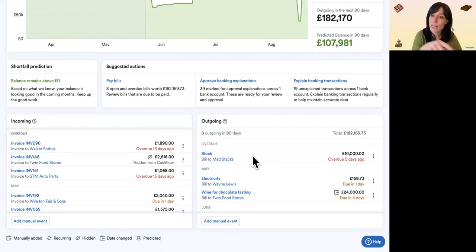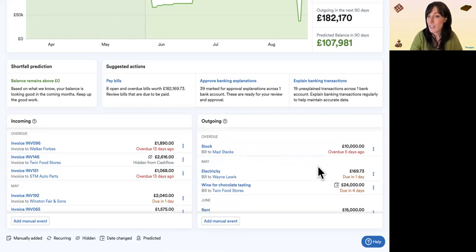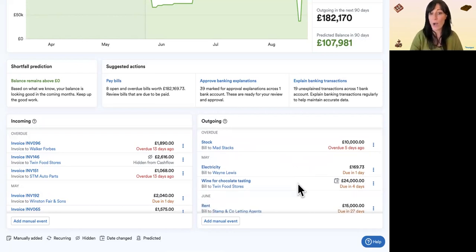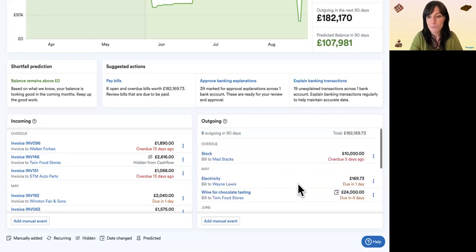So what I can do is go in, pay that bill. And again, that'll make my accounts nice and accurate. I've got a few other things here for electricity, some wine I bought for a chocolate tasting evening. So you can see here the different costs going out.